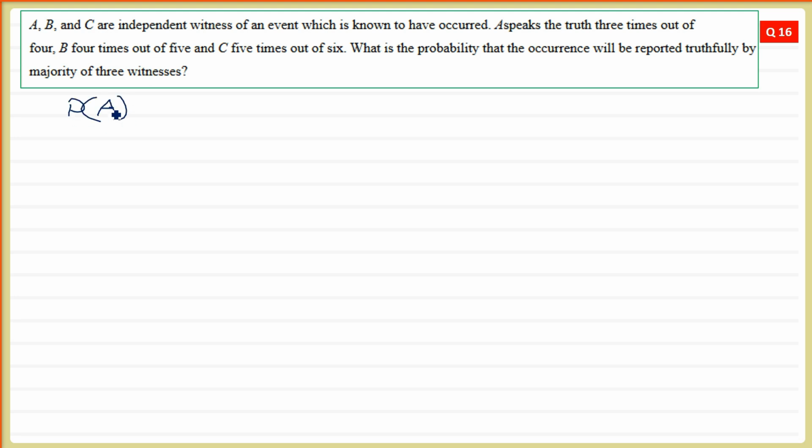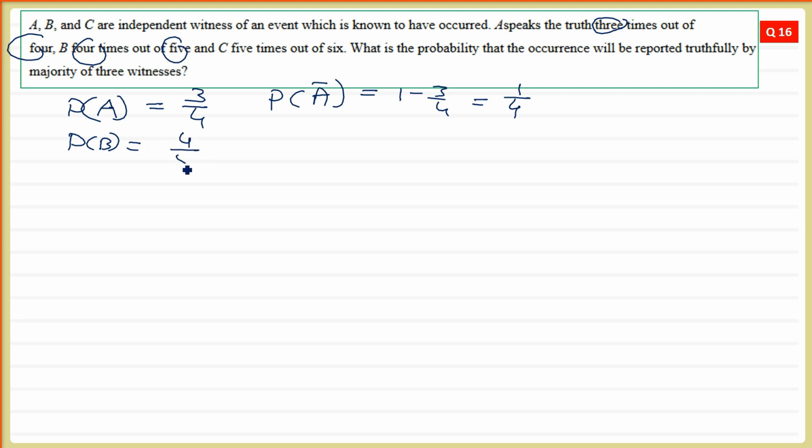So probability of A telling the truth is 3 out of 4, 3 by 4. Probability of A not speaking the truth, or uttering a falsehood, is 1 minus 3 by 4, which is going to come as 1 by 4. Now probability of B saying the truth is 4 out of 5, so 4 divided by 5 is PB. How about PB bar? That is B not saying the truth. This will be 1 minus 4 by 5, 1 by 5.